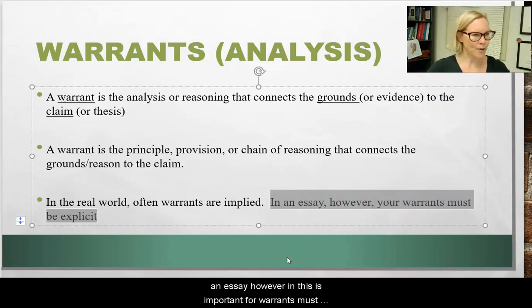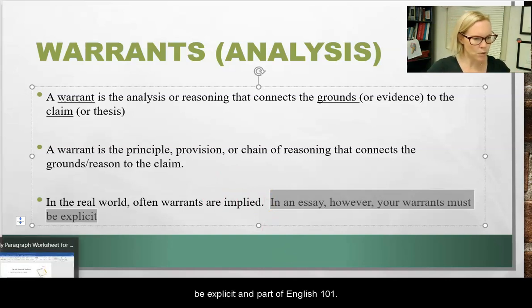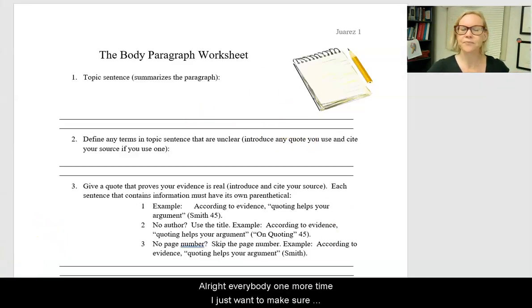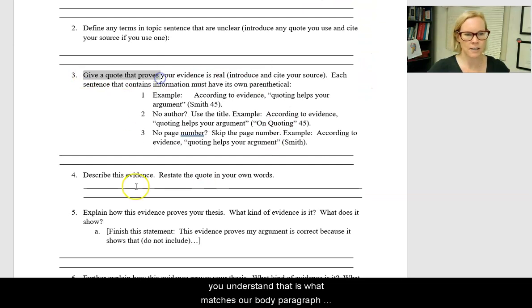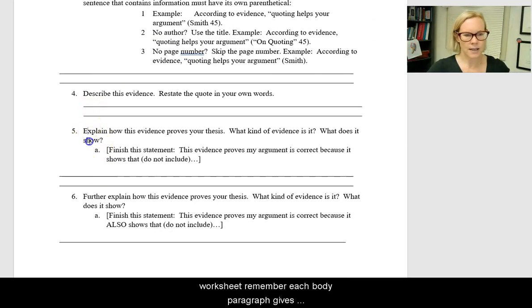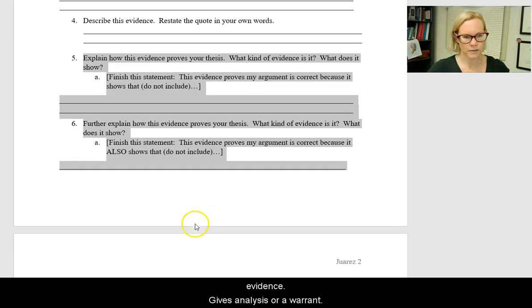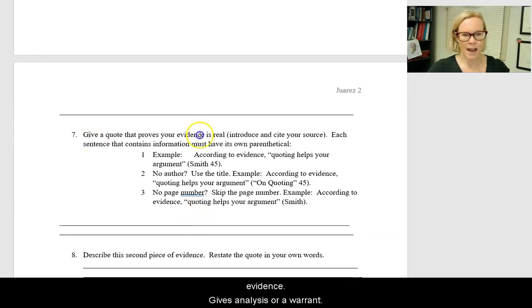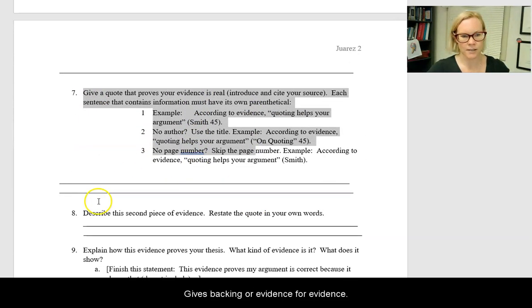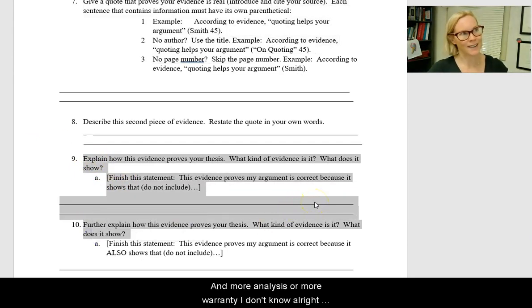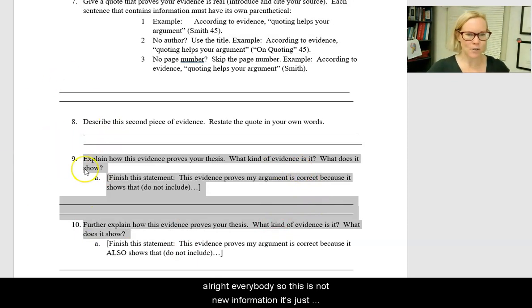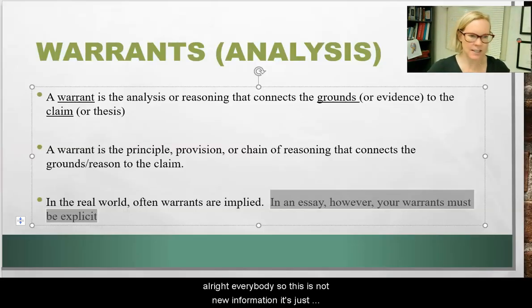and that's the difficult part of English 101. All right, everybody. One more time, I just want to make sure you understand that is what matches our body paragraph worksheet. Remember, each body paragraph gives evidence, gives analysis or a warrant, gives backing or evidence for our evidence, and more analysis or more warranting. All right, everybody. So this is not new information. It's just new terminology. I hope it helps.